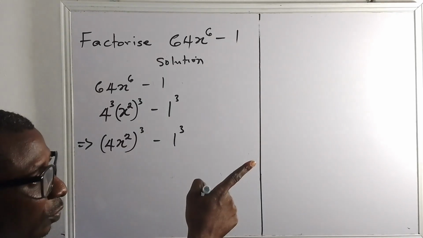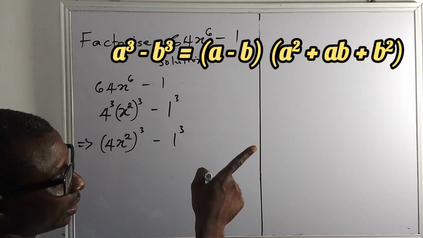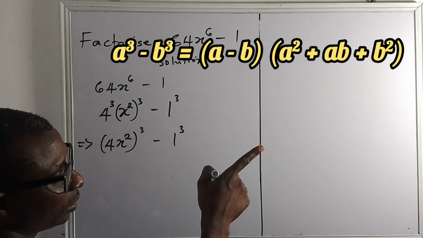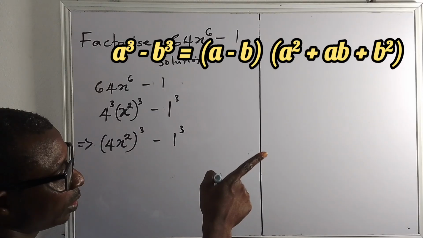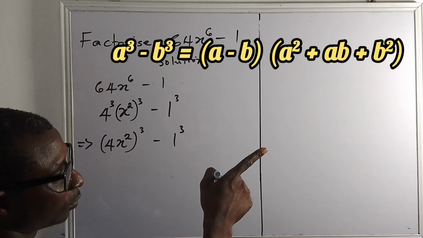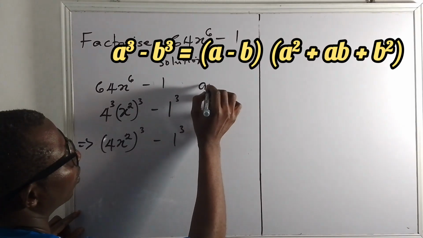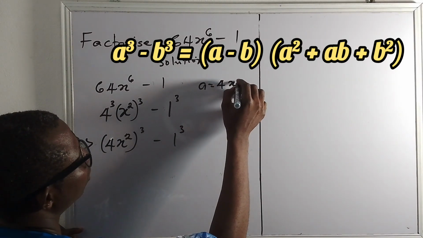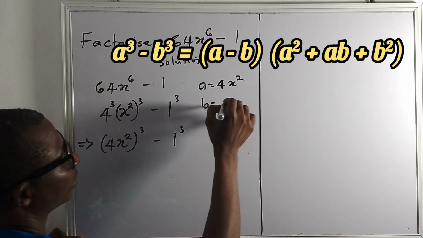Now we have a difference of 2 cubes. We'll be making use of this rule: a raised to the power of 3 minus b raised to the power of 3 equals a minus b times a raised to the power of 2 plus ab plus b raised to the power of 2. So that's what we're going to be applying here. When you compare with what we have there, a is 4x raised to the power of 2 and b is 1.